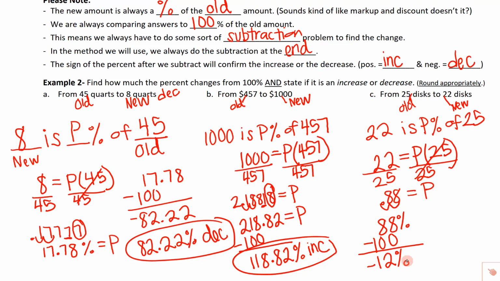So since it's negative, that is a decrease. So we can say it was a 12% decrease. And once again, if I look up here and it went from 25 down to 22, before I even start my problem, I know it's going to be a decrease because it went down. The amount went down.